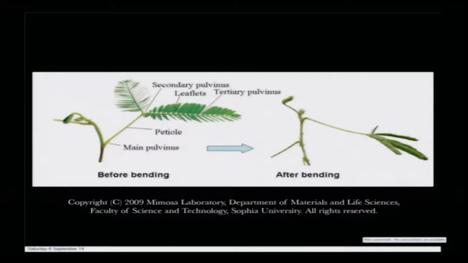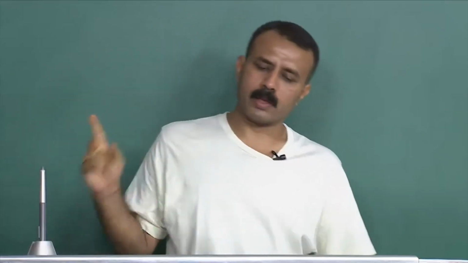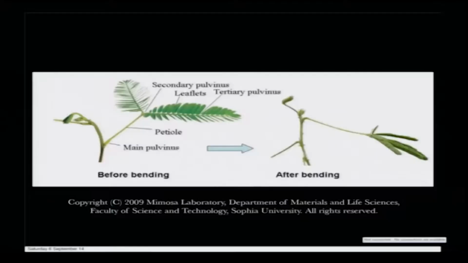And if you see after bending. If you compare these two photographs, you will see all the three bendings have taken place in the main pulvinus, in the secondary pulvinus, as well as in the tertiary pulvinus. Okay. So, this is how all the bending actions take place, fine.